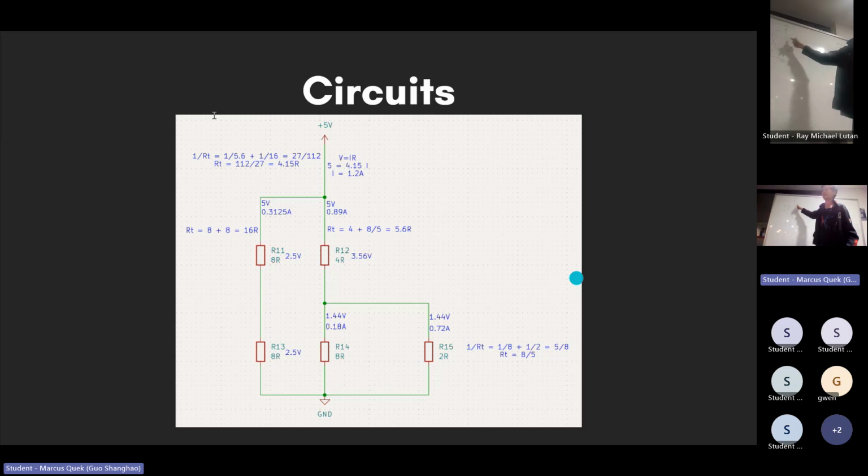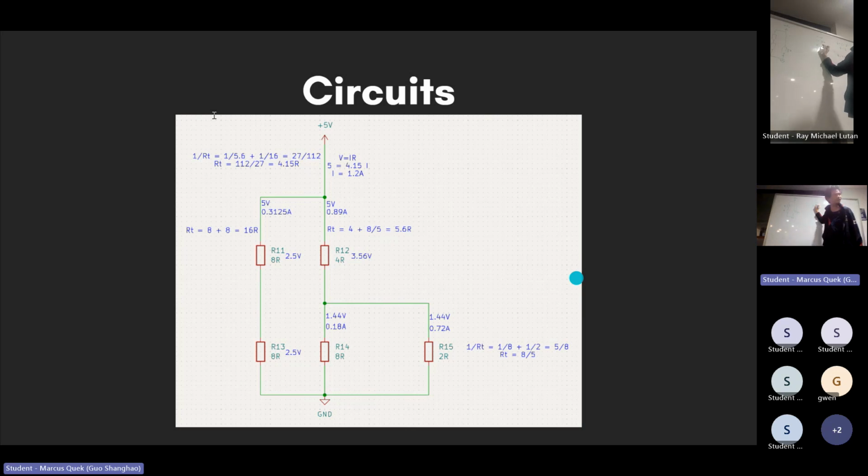It's very easy to find the current through this branch now. I just say that it's what? V equals IR, right? So 5 equals 28/5 of I. So I move everything over, 25 over 28.